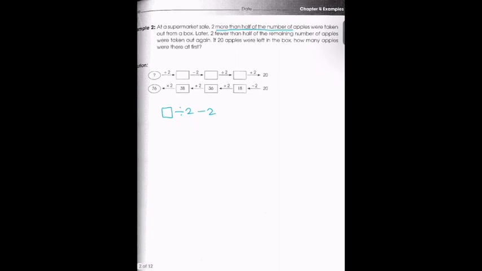And then 2 fewer than half of the remaining number of apples were taken out again. So we're going to do the same thing, but then it's now 2 fewer, so we're going to add 2. And that gives us 20. So now we're going to work our way backwards.